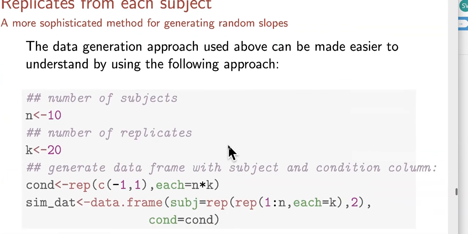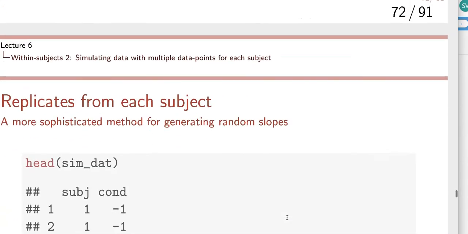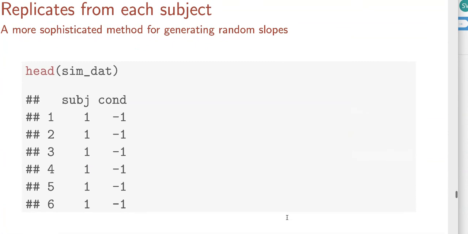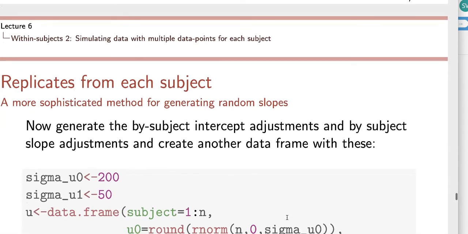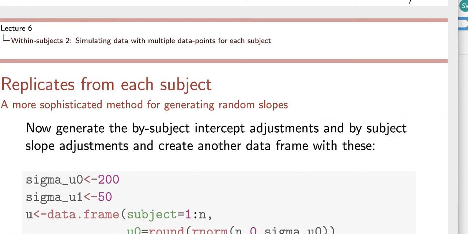Right, so this is where we're at. So what we're going to do now is, let's say we have 10 subjects and 20 replicates, right? And so we're going to do the usual thing that I've already shown you. This is not new. I'm going to generate my condition vector and generate my data frame with the subject set up correctly and the condition vector set up correctly. Okay, so now I'm going to add the simulated data to this data frame in the following way.